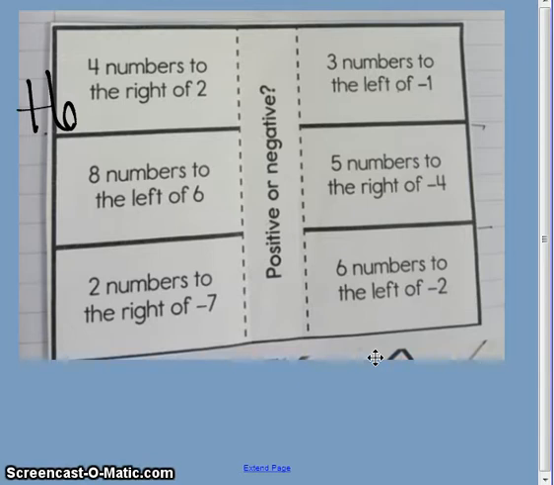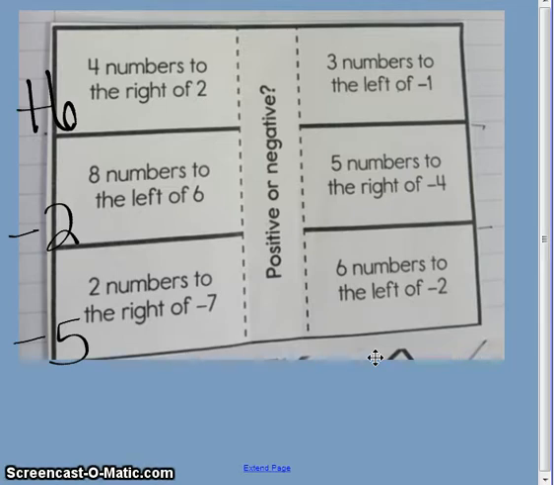Underneath where it says 8 numbers to the left of 6, you're going to start at 6 and you're going to hop 8 numbers to the left. When you do that, you get negative 2. 2 numbers to the right of negative 7, you start at negative 7, you hop 2 numbers to the right, and you end at negative 5. Remember, this all goes underneath your flaps.